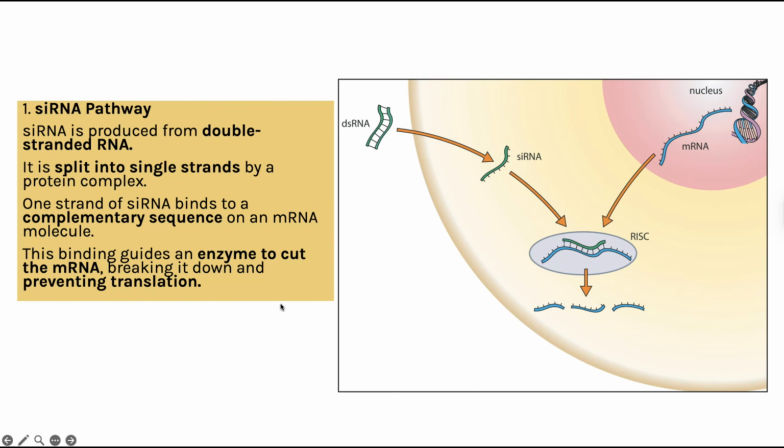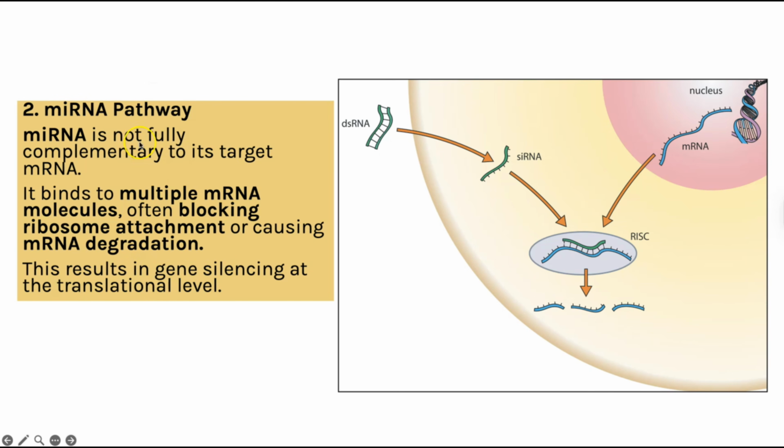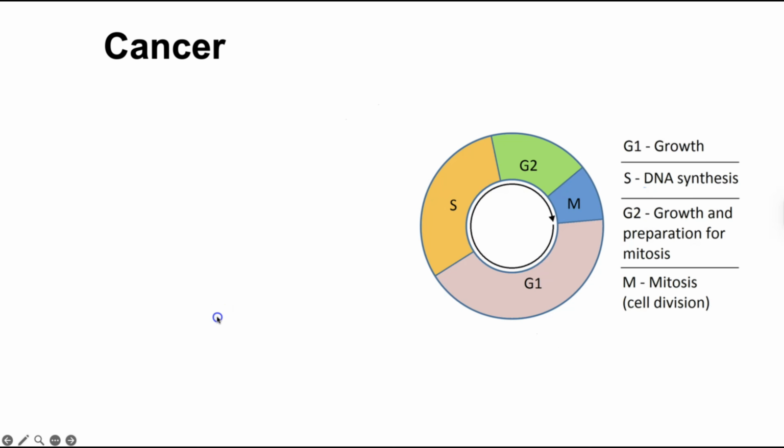That is the level of detail that you need to know. I know it might sound a little bit vague, and that's because it is, but that's the extent that you need to know. It quite often comes up as application questions where they then give you a little bit more information. An alternative is miRNA, which was the microRNA. And miRNA is not fully complementary to its target mRNA molecule. So instead it binds to multiple mRNA molecules. And that often causes the blocking so that the mRNA can't attach to the ribosome, or it can also cause mRNA degradation as well. But either way, it results in translation not happening.